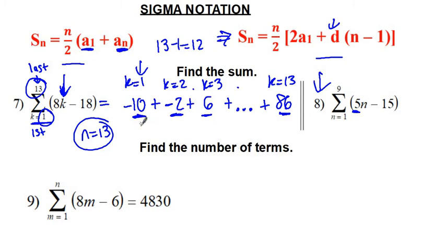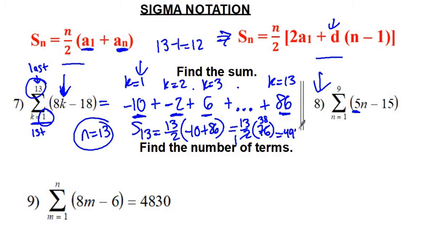So now let's just use the first formula. So we want the sum of the first 13 terms. N is 13 over 2. The first term is negative 10. The last term is 86. When we simplify this, we're going to get 13 over 2 times, that's going to be 76. That becomes a 1. That becomes a 38. And 38 times 19 is 494. And that's the sum of that series right there.